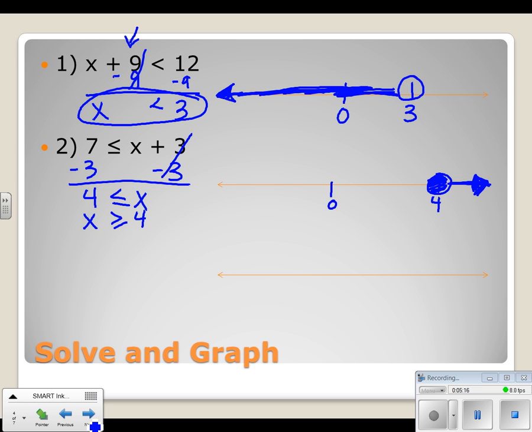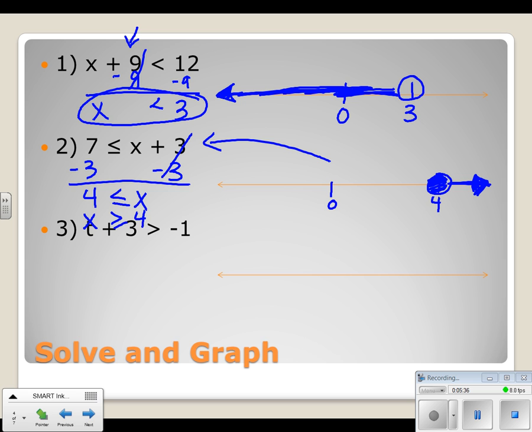Check your work by picking something shaded. We can pick 4 because 4 is shaded. Plug it back into that original inequality. 4 plus 3 is 7, and 7 is greater than or equal to 7. Plug in 10. 10 plus 3 is 13, and 13 is greater than or equal to 7. So we see that it works.